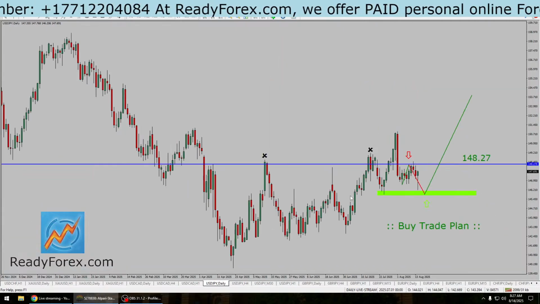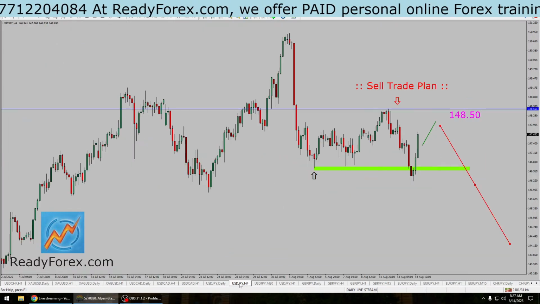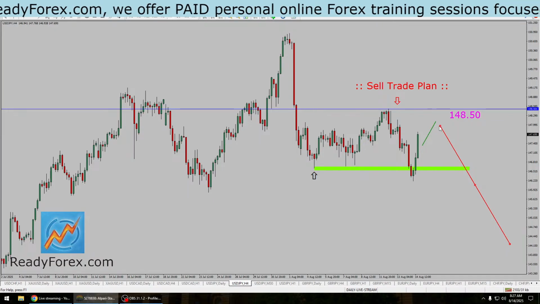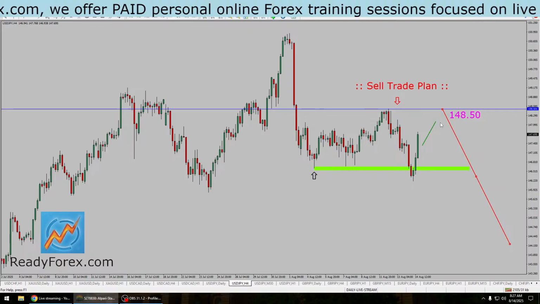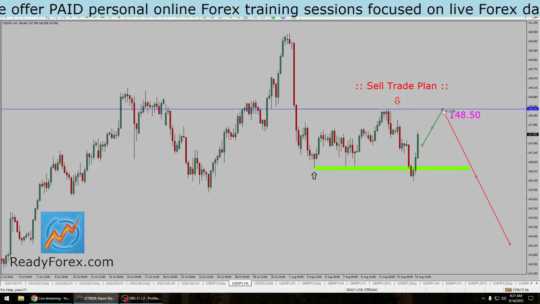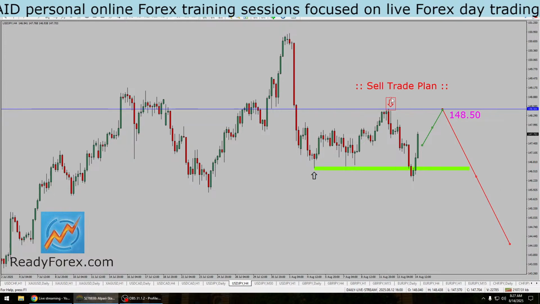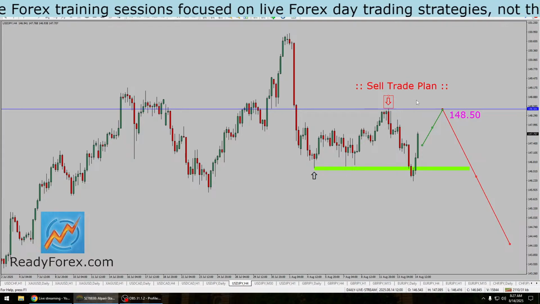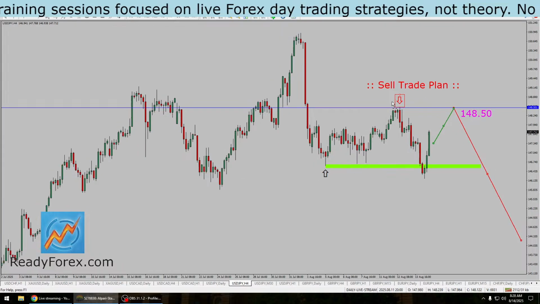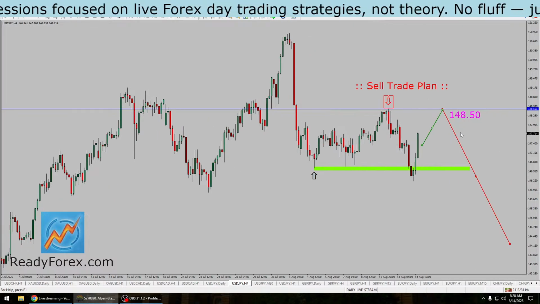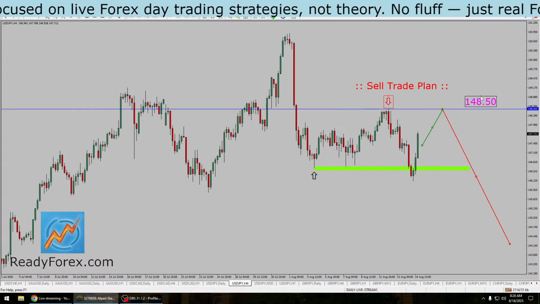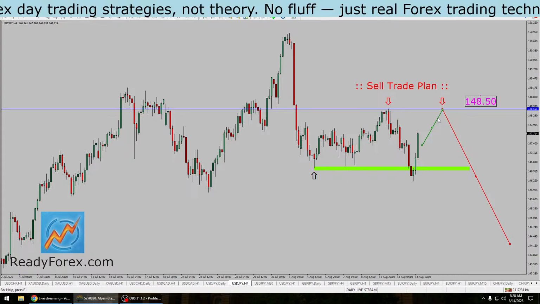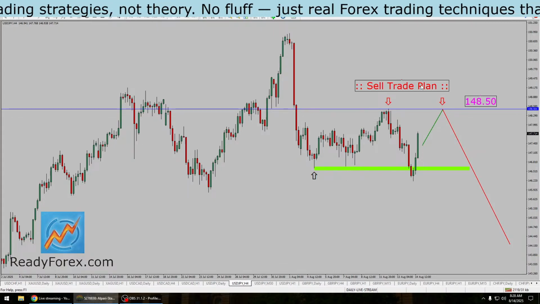If you check out the daily chart, the daily chart is telling me that the market wants to go up. So we might get a retest of the same level, the 148.50 level. So this was the sell trade plan, which did work, and the buy setup also worked down over here as well. Now it's possible that the market is going to break above the 148.50 area. It looks quite possible.